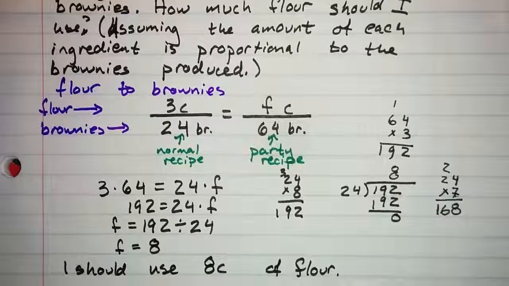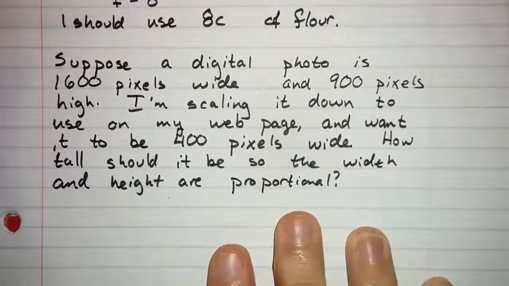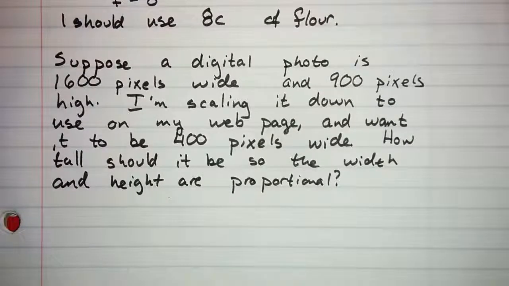I'm going to give you one of these to try. Suppose I have a digital photo that's 1600 pixels wide and 900 pixels high. I'm scaling it down to use on my web page and want it to be 400 pixels wide. How tall should it be so the width and height are proportional? Pause the video and try this now.